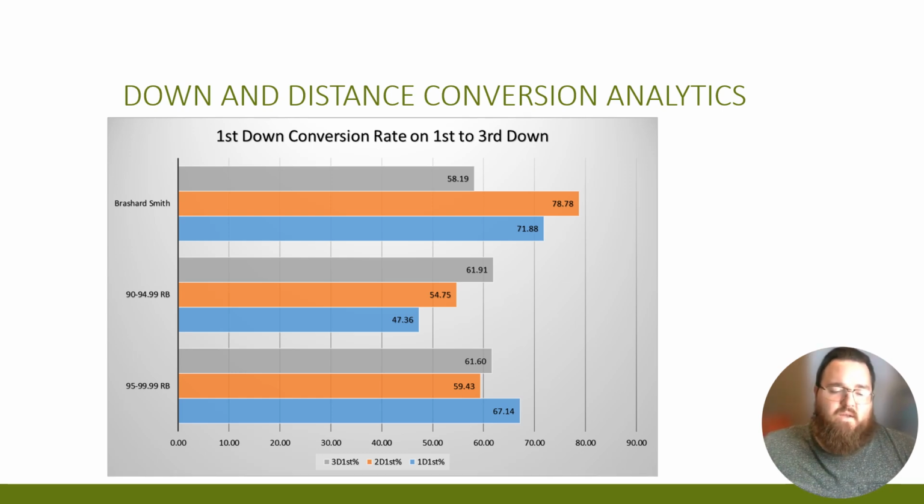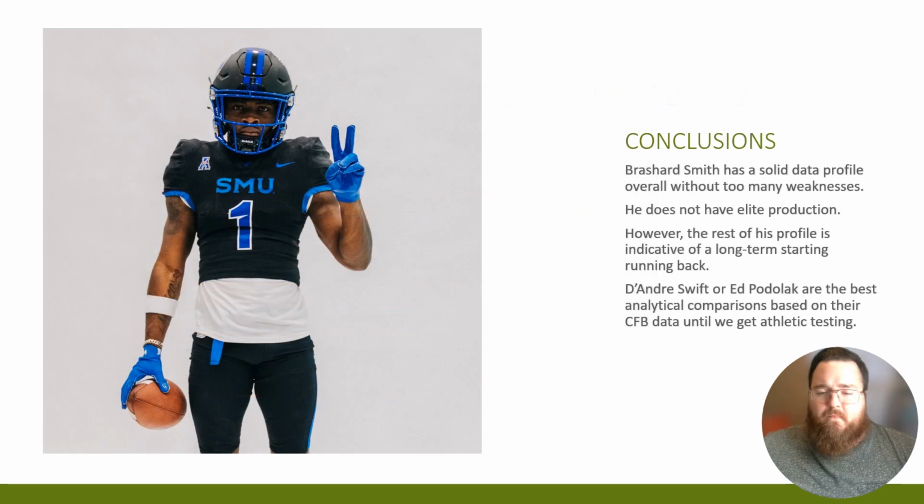So now, basic conclusions. Brashard Smith has a solid data profile overall without too many weaknesses. He does not have elite production. However, the rest of his profile is indicative of a long-term starting running back to a Pro Bowler. DeAndre Swift or Ed Podolak are the best analytical comparisons based on his college football data.